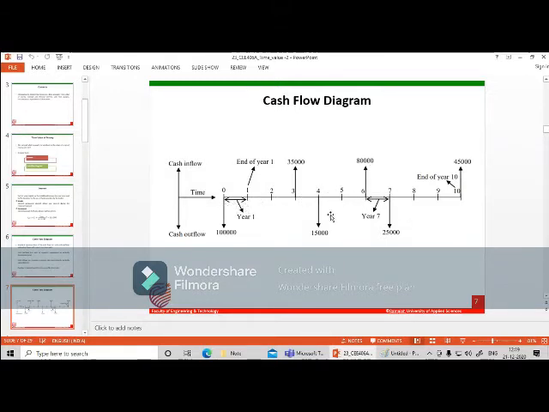Likewise, for a problem statement given to you in the numericals from next class, the first step, always remember, is that you have to draw the cash flow diagram. First, for the given data, you are supposed to draw the cash flow diagram. Once you draw this cash flow diagram, we are going to formulate the equation.